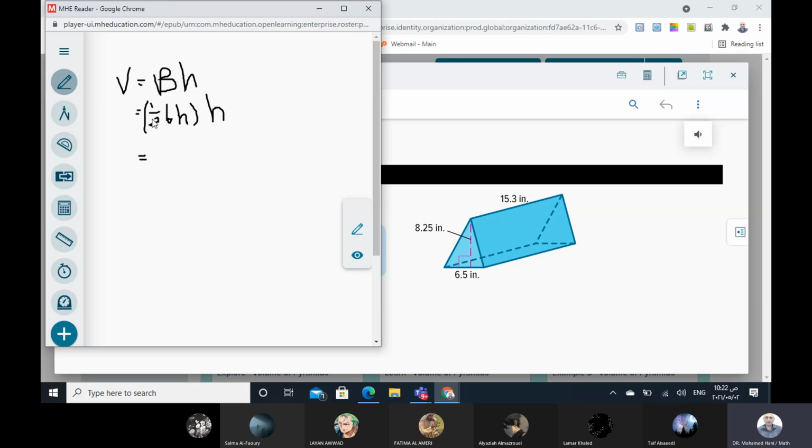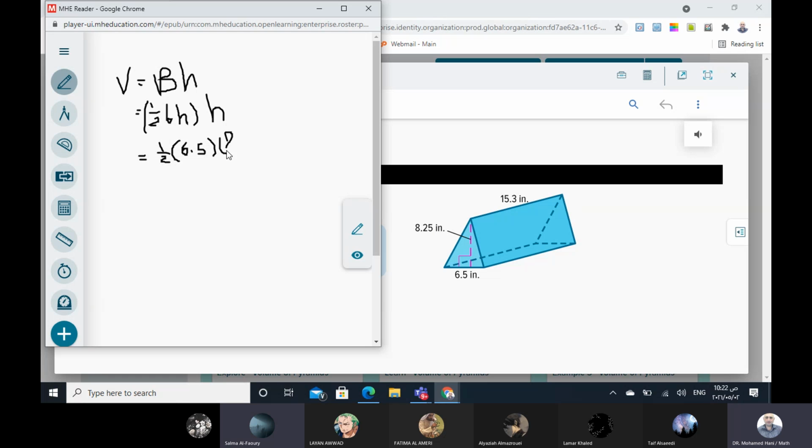So 1/2. What is the base of the triangle? This is the base of the triangle, it will be 6.5. So here we have 6.5. What is the height of the triangle? This is here in the red line. The height of the triangle will be 8.25.